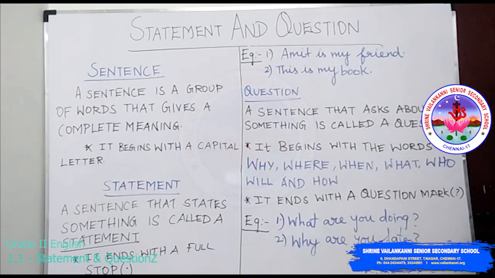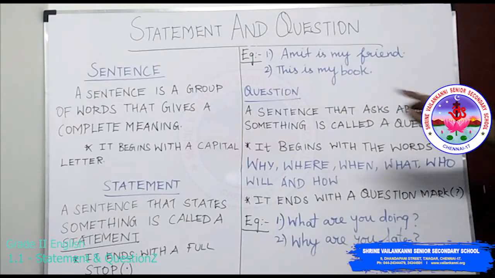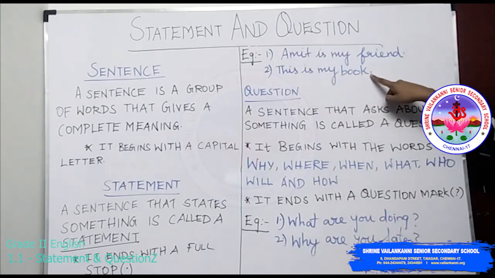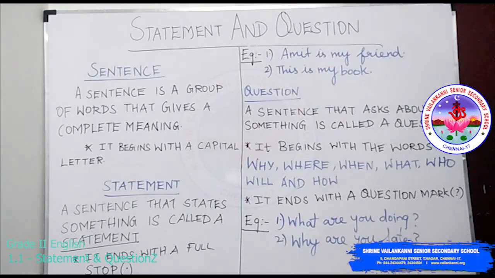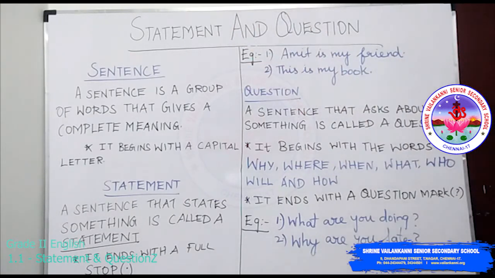And the second example is, this is my book. It is giving you some information, that a particular book belongs to one particular person. So this is my book. It begins with a capital letter and it ends with a full stop. So by looking at these two sentences, you can easily tell it is a statement kind of sentence.